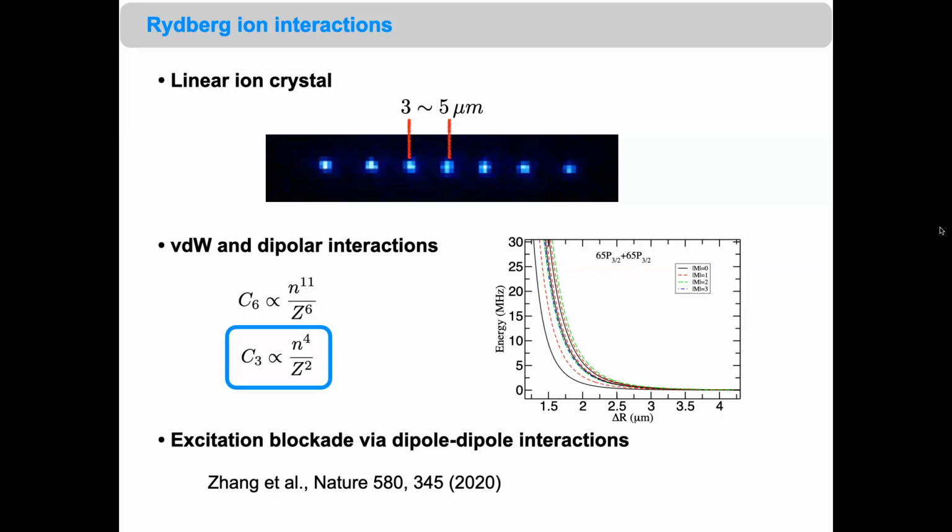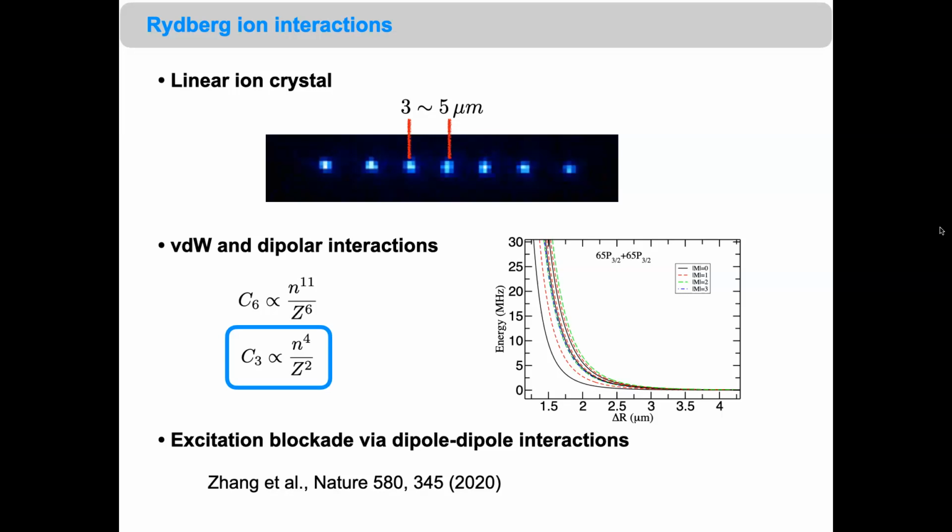Now what we found is that the dispersion coefficient for the van der Waals interaction is reduced by this Z. Because Z is 2 here, the van der Waals interaction is 70 times smaller than in neutral atoms for the same n. But the good thing is that the dipole-dipole interaction is only slightly smaller, not very small.